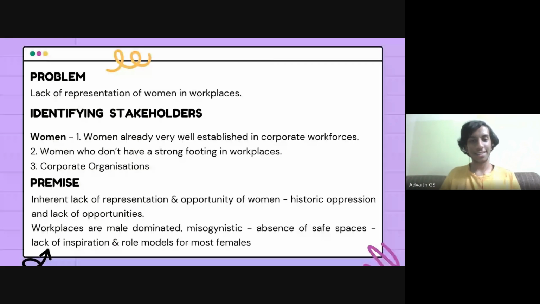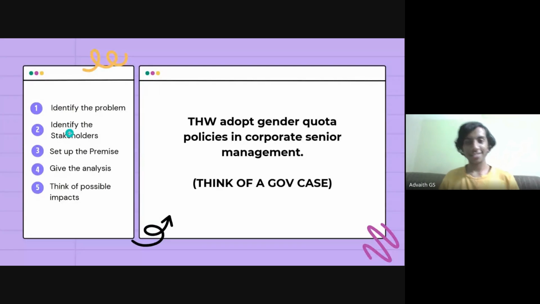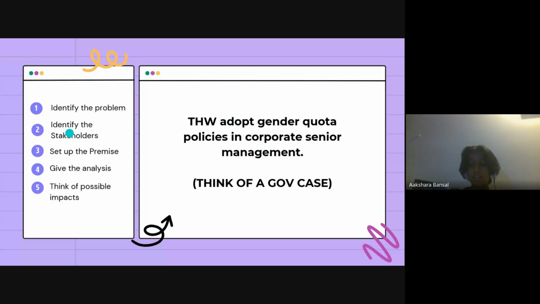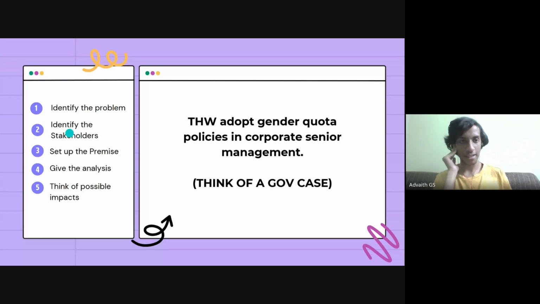When you talk about stakeholders, there's a very broad categorization you can do, and there is a refined categorization. You could just talk about women. Women could be your stakeholders. And the companies. Please raise your hand and then speak. Ramya, go ahead.